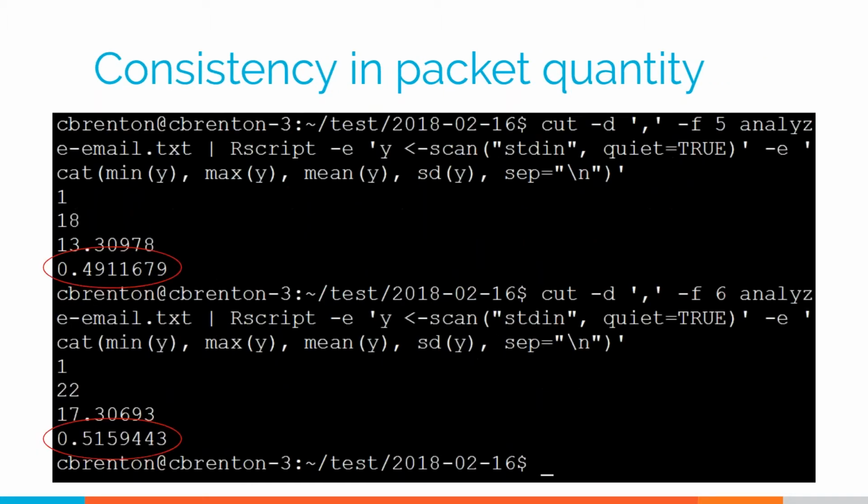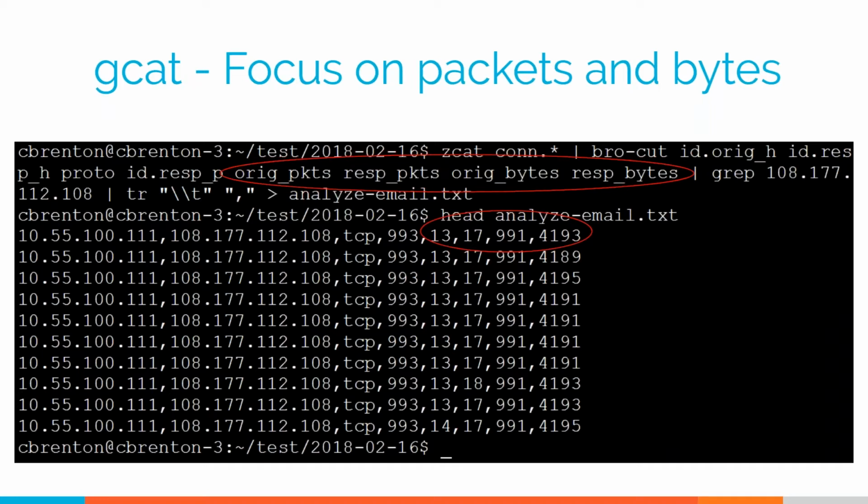Now I want to go through and do an analysis. Basically what I end up with, as you see here, is a column with a bunch of numbers. If I look at that second to last column, 991, that's the number of bytes that was sent from the internal system to the host on the internet. So I want to look at a couple of things. The first thing I want to look at is how many sessions took place in the course of a day.